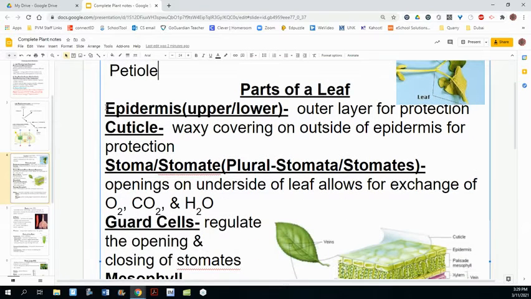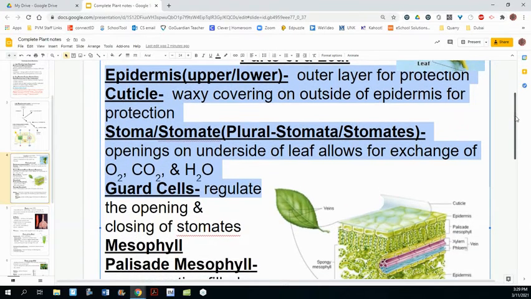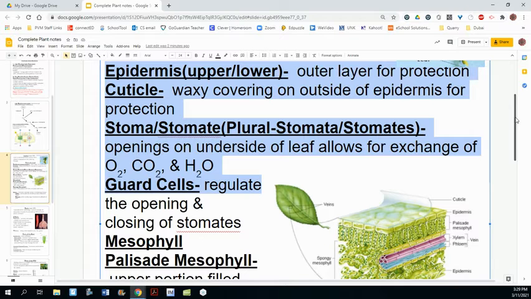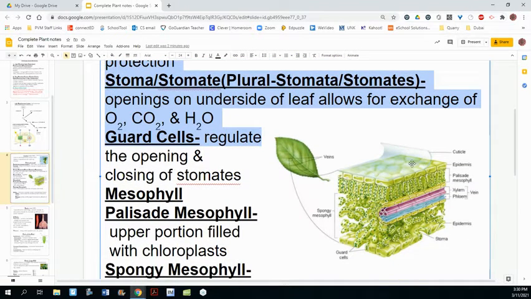The leaf is divided up into layers, and you need to be familiar with what's going on in each one of these layers. The epidermis is the upper and lower outer layer of the leaf, and it's typically covered in a cuticle. So the outer layer is the epidermis, just like on our skin. Plants have an epidermis as well.